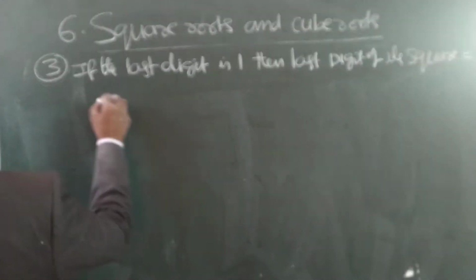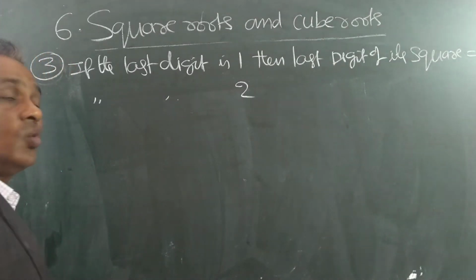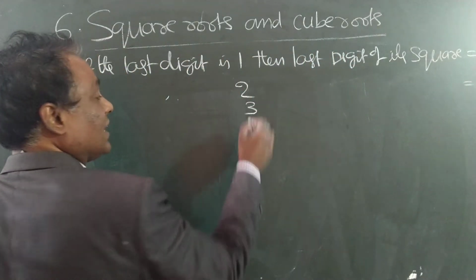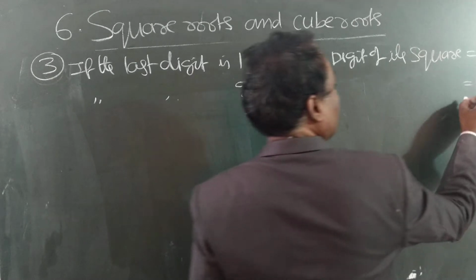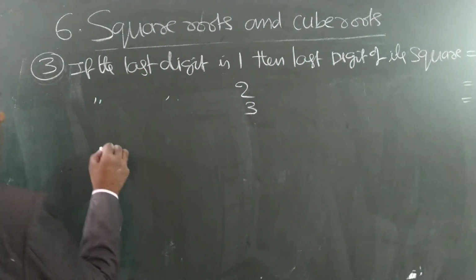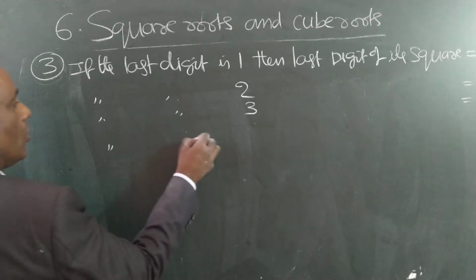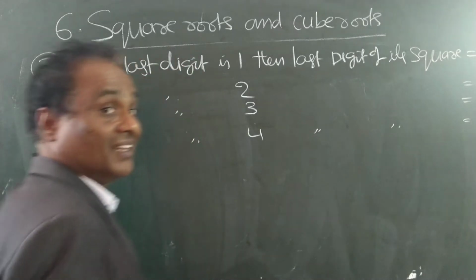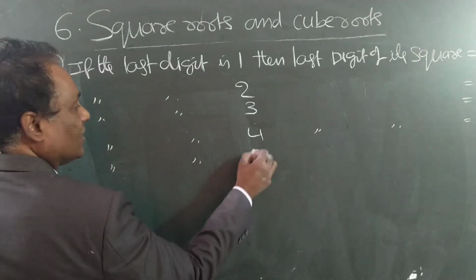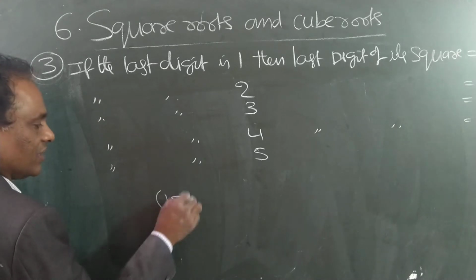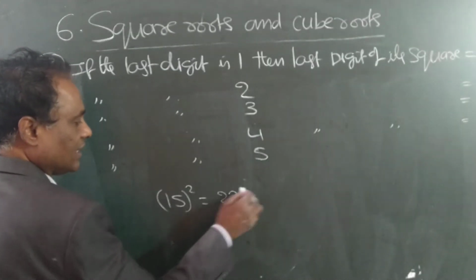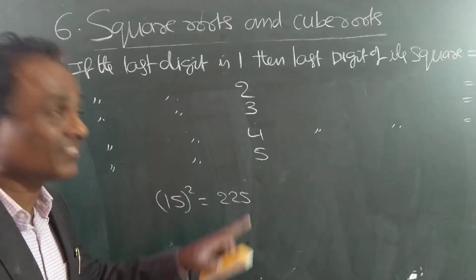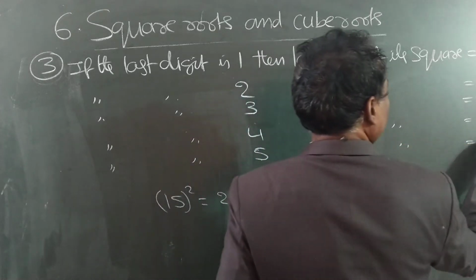Suppose the last digit is 2, so in its square the last digit will be 4. If the last digit is 3, its square will end with 9. If the last digit is 4, its square will end with 6. If the last digit is 5, what is its square? Suppose 15. What is 15 square? 225. That means if the last digit is 5, its square's last digit is also 5.